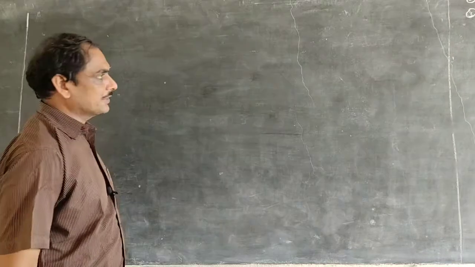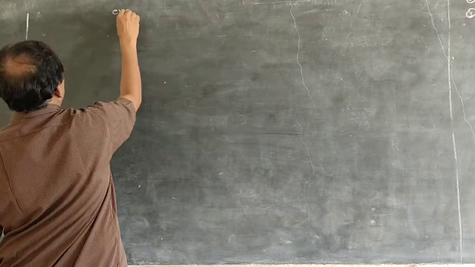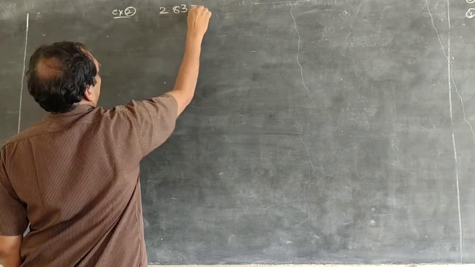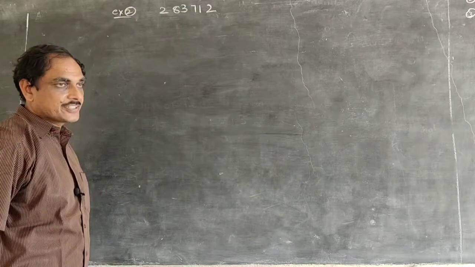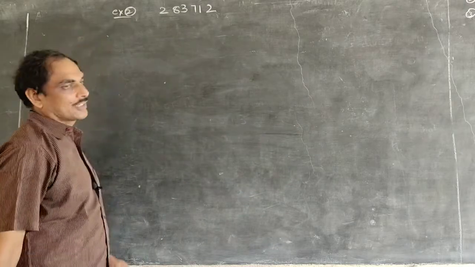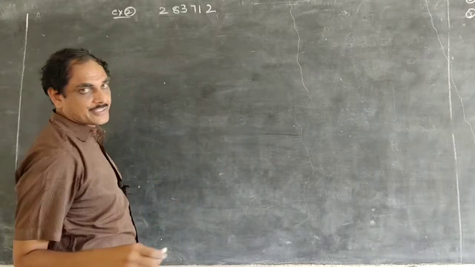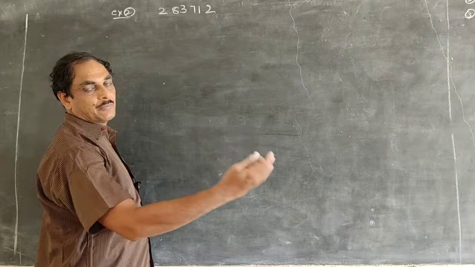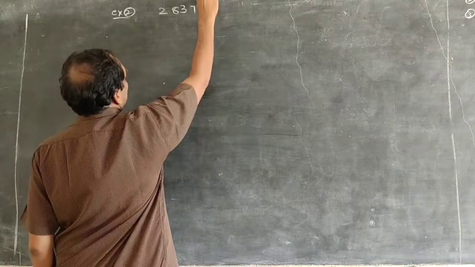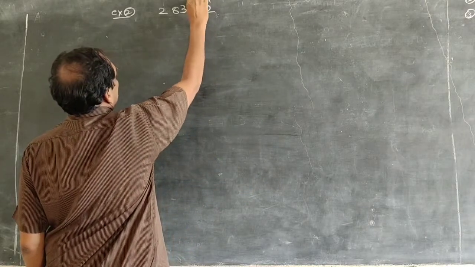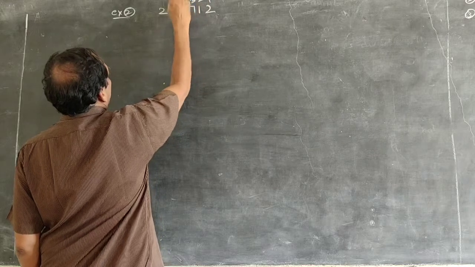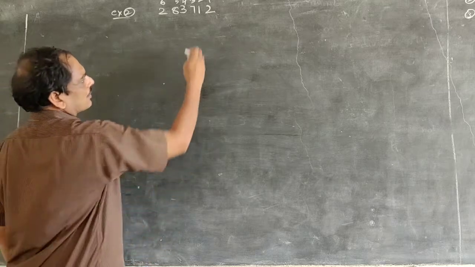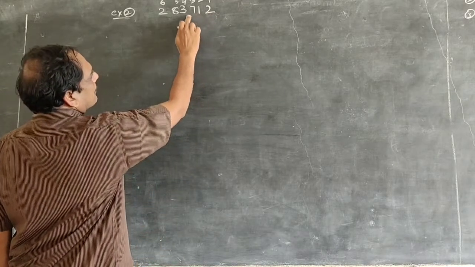Next, second example: 283712. This is a 6-digit number. So first we identify the odd places and even places by writing 1, 2, 3, 4, 5, 6 from the right side of the number. So in this, the odd digits are 2, 7, 8.